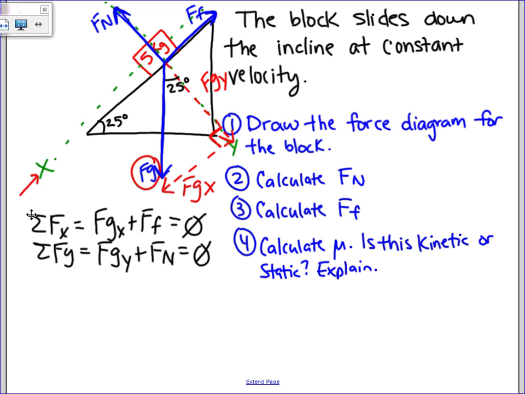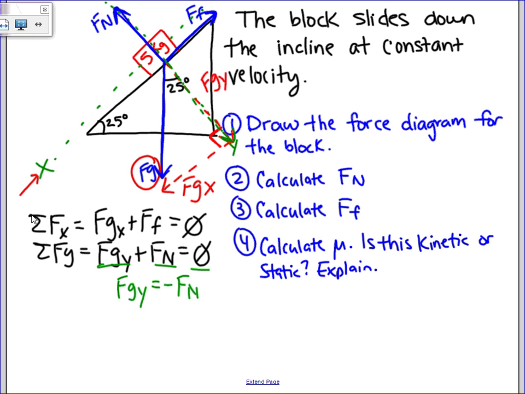Okay, number 2 says calculate force normal. Well, notice force normal and force gravity y together will be 0. So in other words, that tells me that force gravity y is just the opposite direction of force normal. So if I can figure out what force gravity y is, which is right here, then I can figure out what force normal is. Okay, I'm told that this block is 5 kilograms.